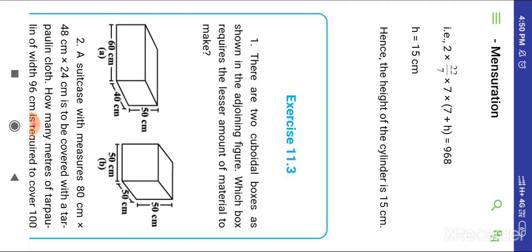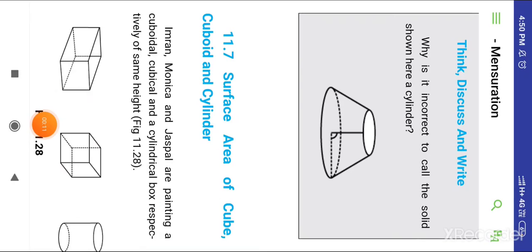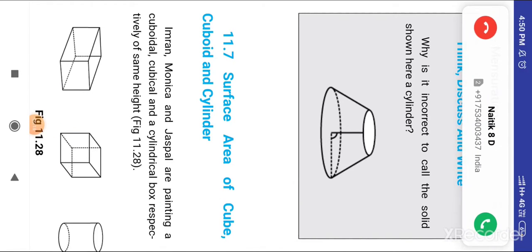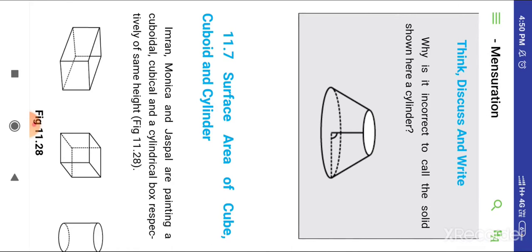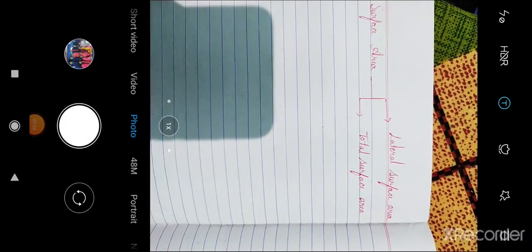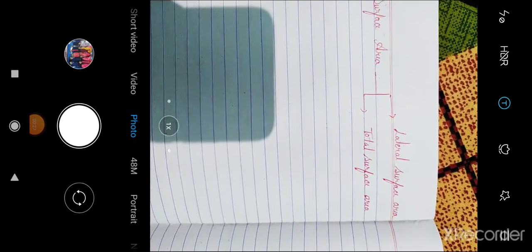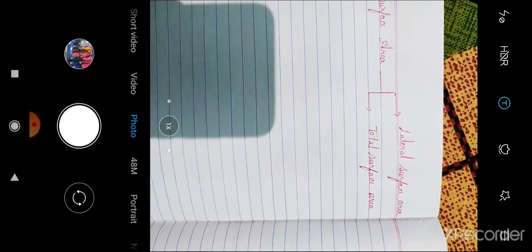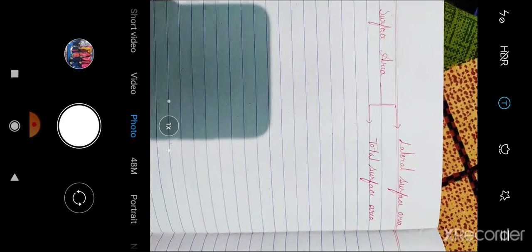Hello students, in this video we will start exercise 11.3. In this exercise we will solve questions related to solid figures and their surface area. We will discuss two types of surface areas. First one is lateral surface area and next is total surface area.